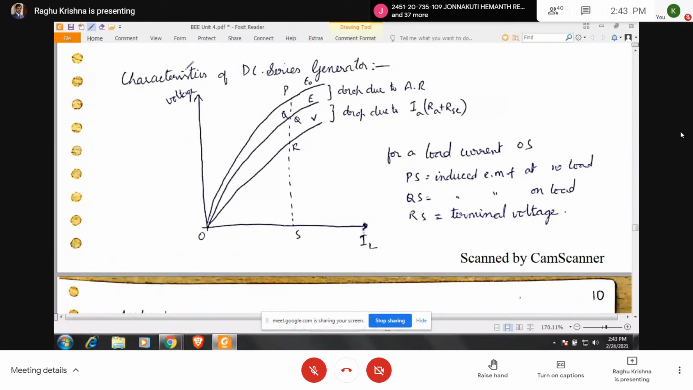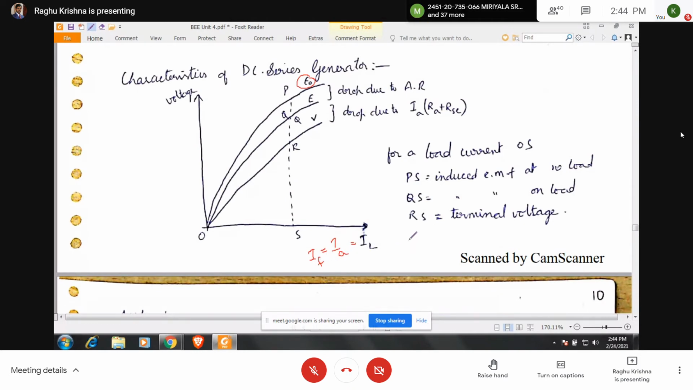Now coming to characteristics of DC series generator. Here, first you are going to get the OCC, similar to a separately excited generator. You are going to get this E0 versus IF. Here, IF is equal to IA is equal to IL. For a series generator, the x-axis is IF, which is equal to IA, which is equal to IL.